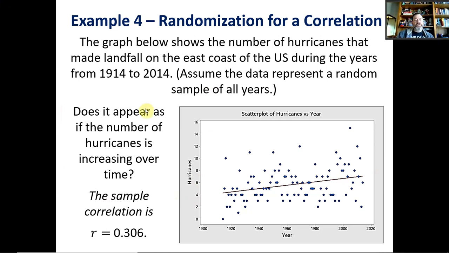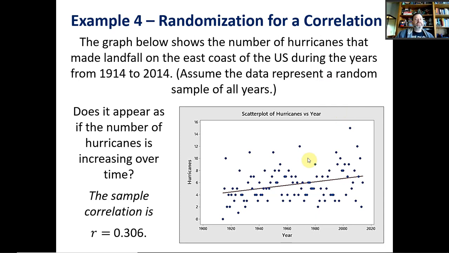All right, so does it appear as if the number of hurricanes is increasing over time? Here's the sample correlation. The way this works is every year has exactly one number of hurricanes that made landfall on the east coast of the US. And again, that counts Gulf of Mexico and everything. It's just everywhere that there's water east of Texas in the US.